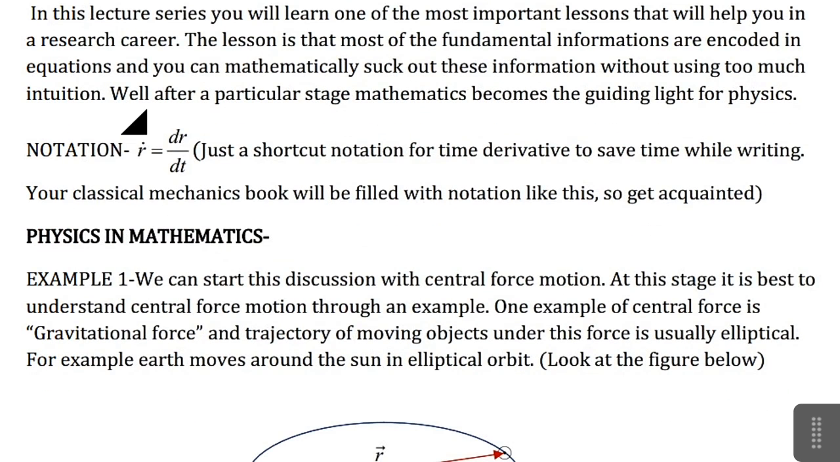Remember this notation. I have already discussed it a lot of times. These things just make things short, like r dot is dr by dt. So wherever you see anything with a dot, it is a derivative with respect to t.